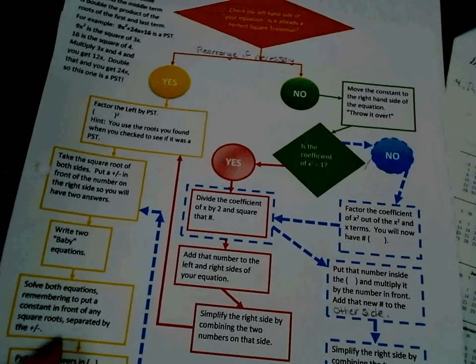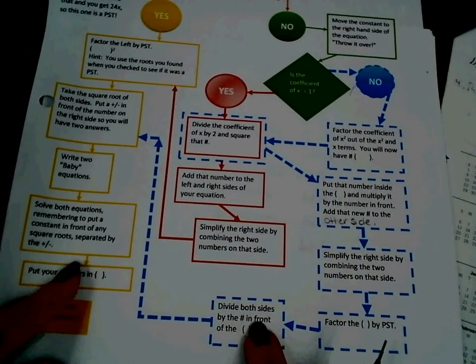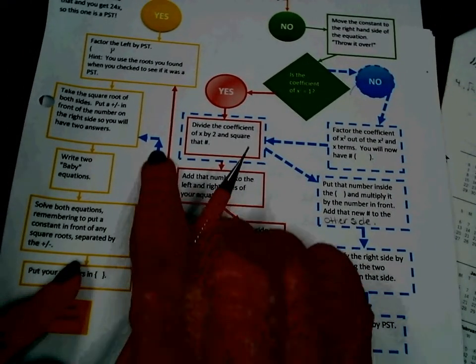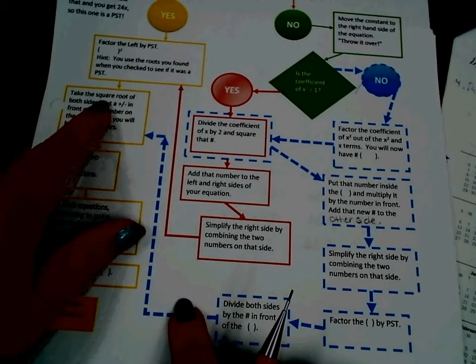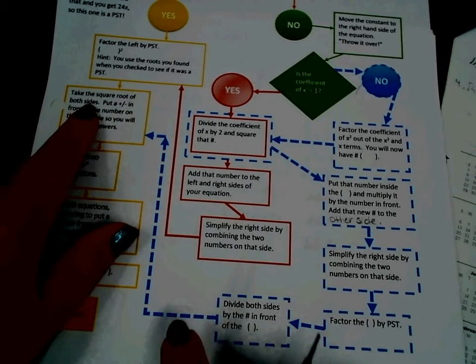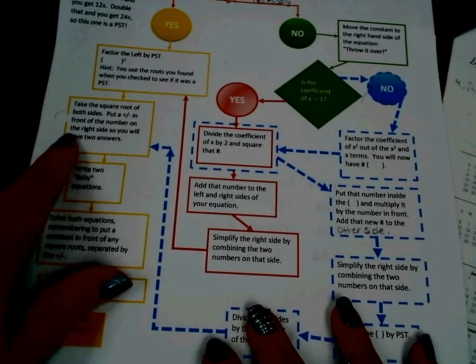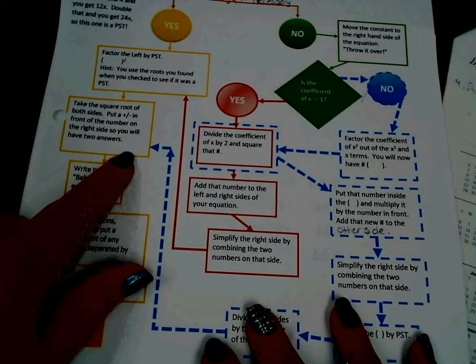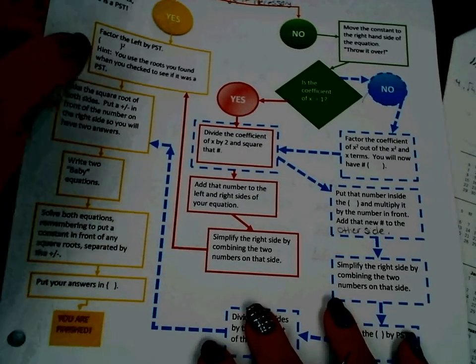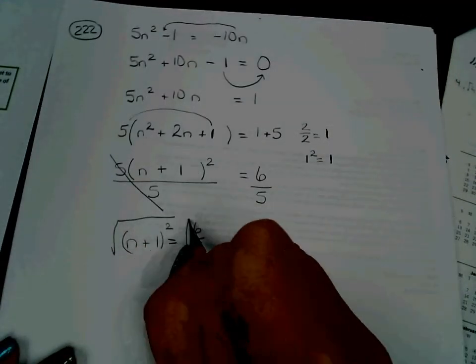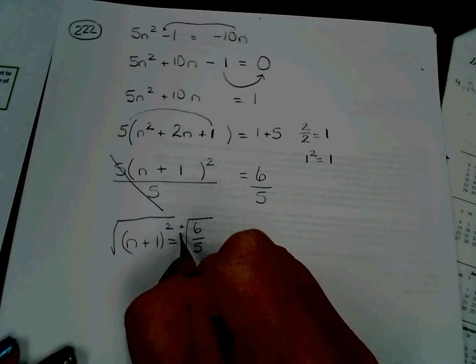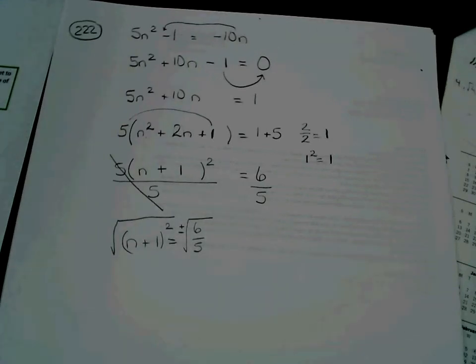And I'm right here on my flowchart. Now I follow the blue arrow and it goes over and it goes up and it comes to this box. Take the square root of both sides. Put a plus or minus in front of the number on the right side so you will have two answers. So take the square root of the left and take the square root of the right and put plus or minus in front of the one on the right.